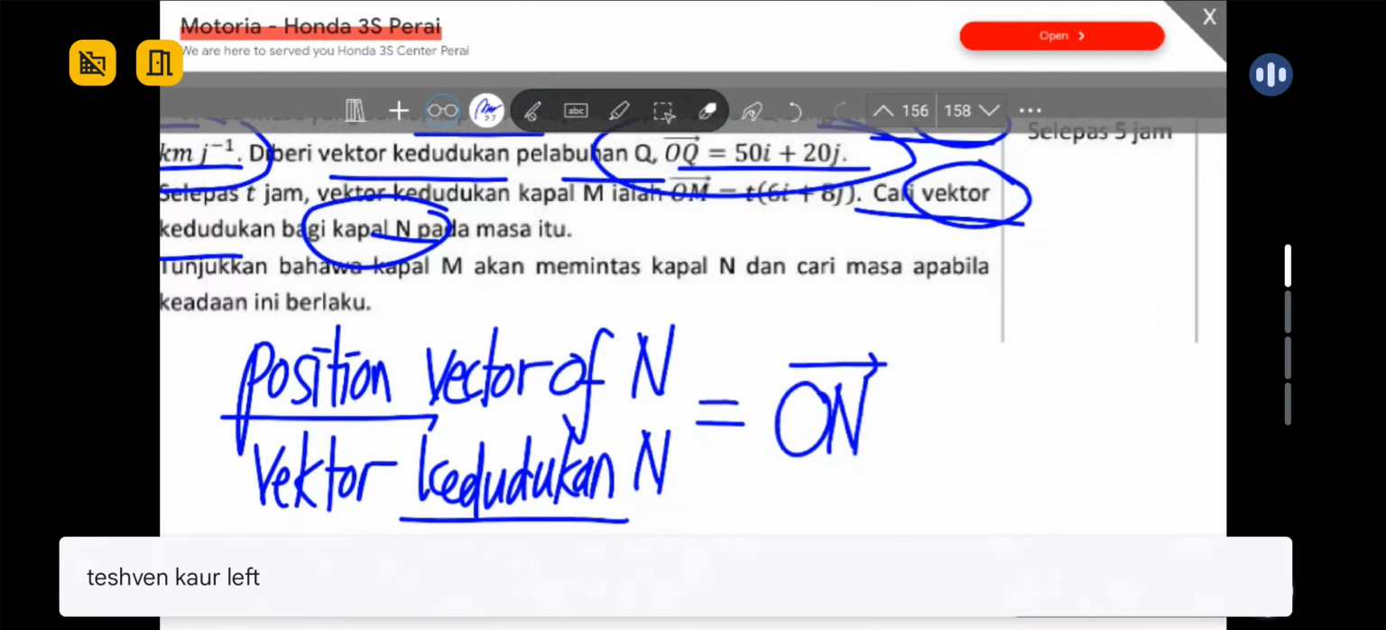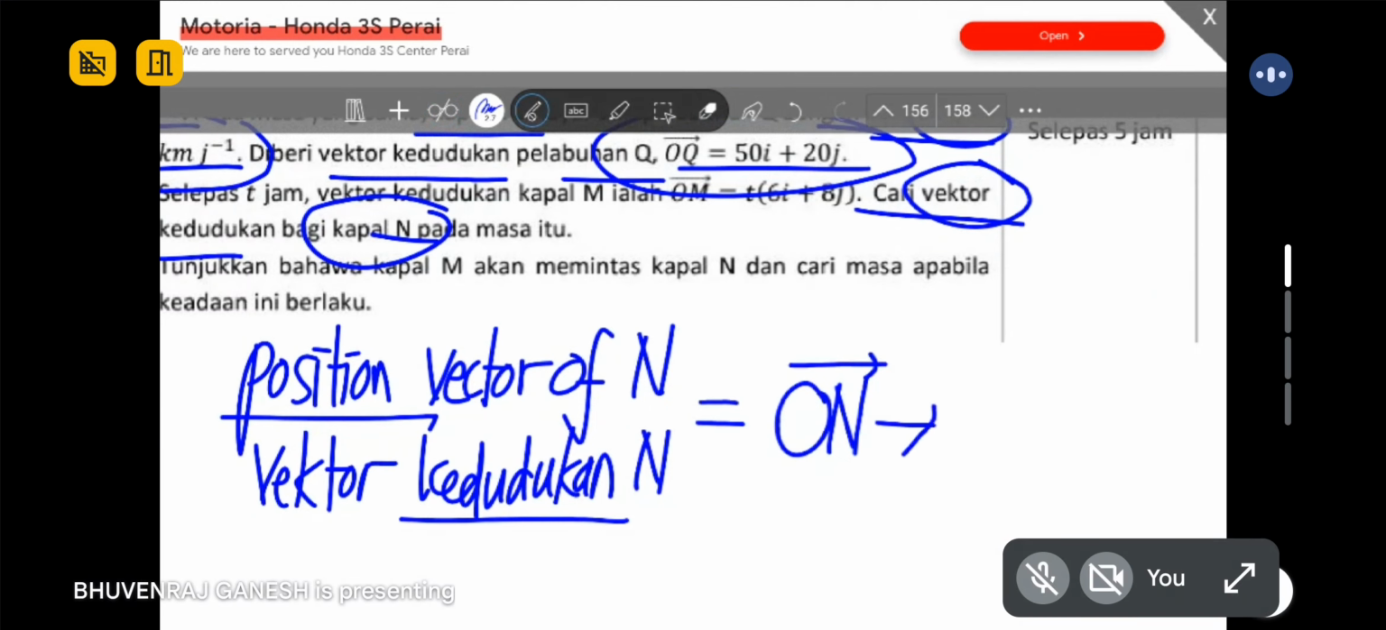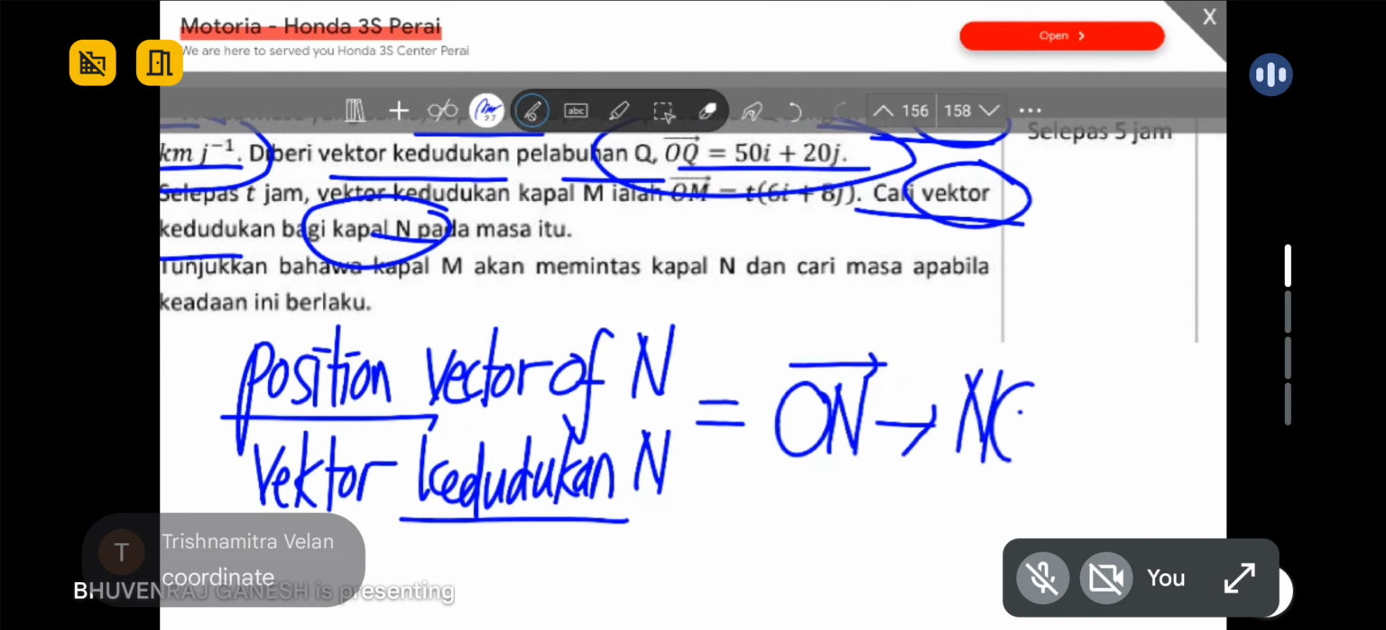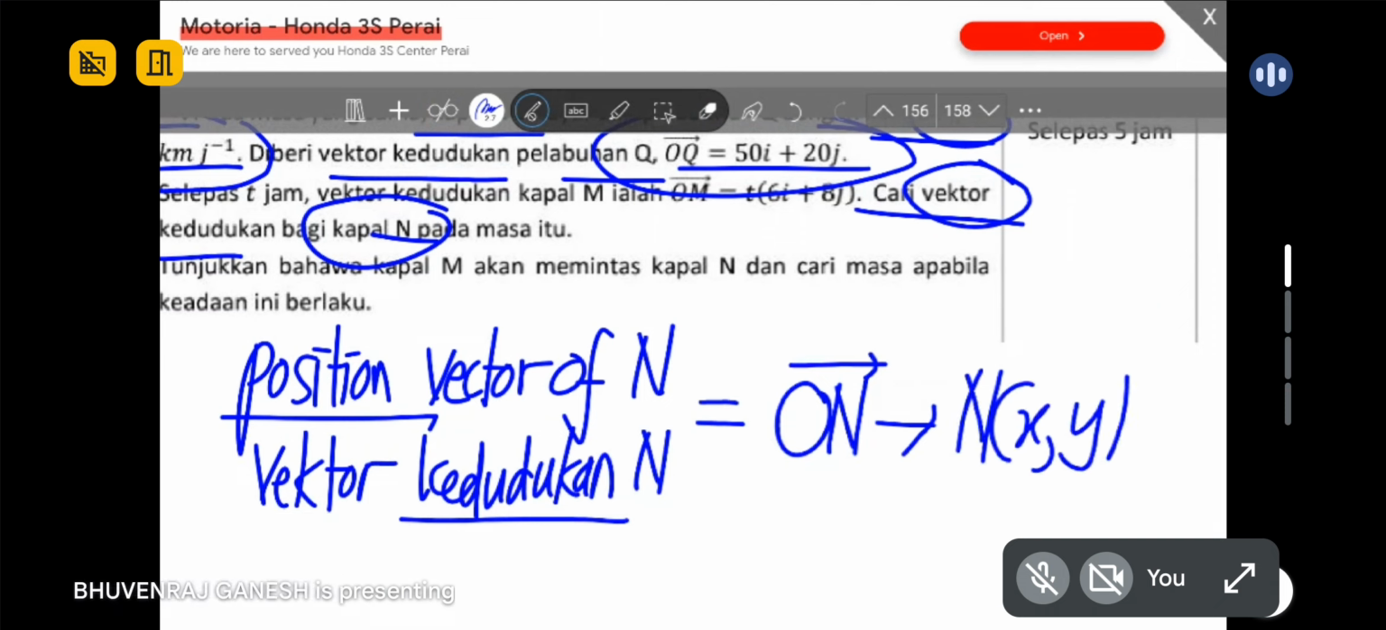So basically, if I say ON, guys, it means I'm actually finding what? Can you all tell me? Kalau kamu nampak ON, what are you finding in the question? Logically, if you see the symbol, actually you can tell what you are finding. Start with letter C, guys. Dalam BMK. Yes, you are actually finding the coordinate of N. Agree, guys? Kamu tengah cari coordinate N.